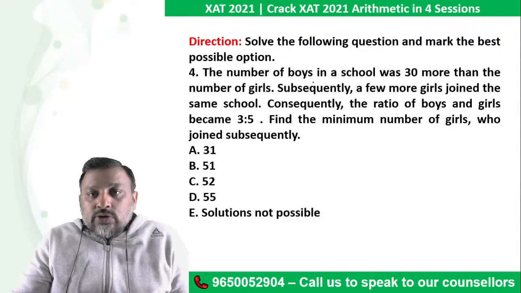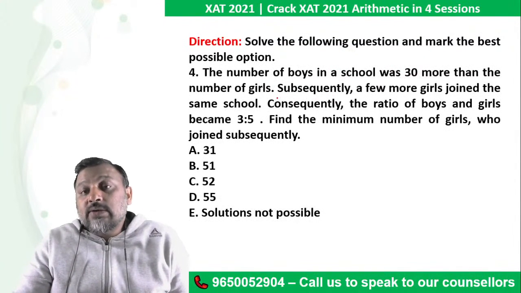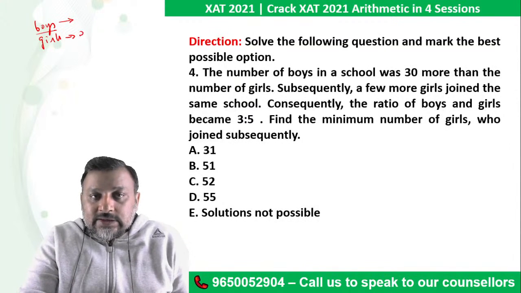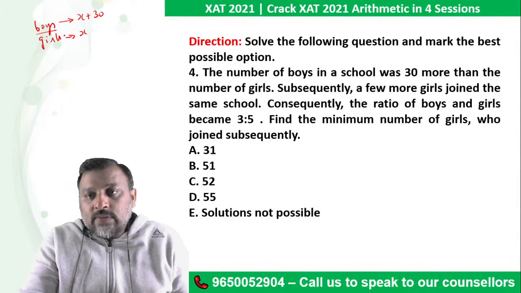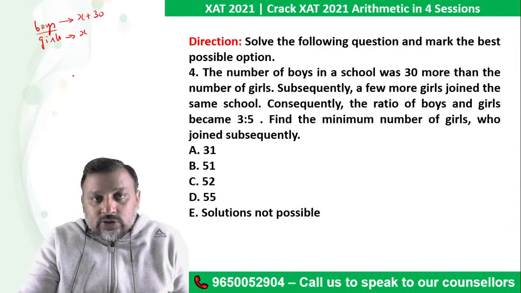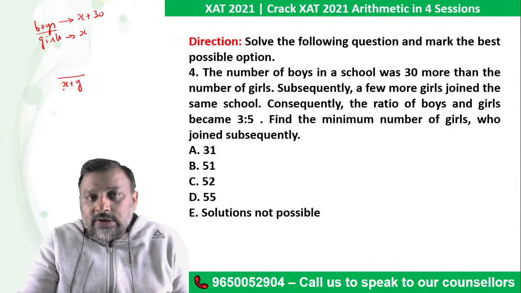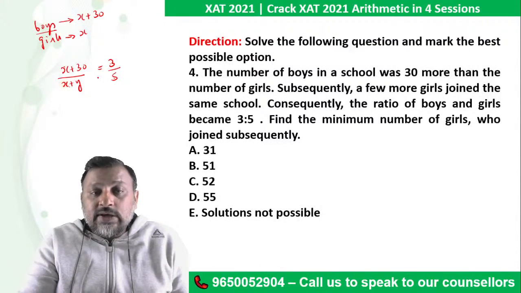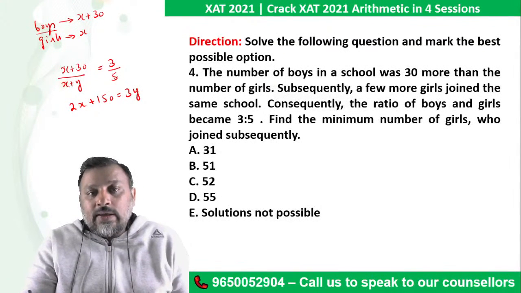Okay, so it is given the number of boys was 30 more than the number of girls. So if I say initially there were X girls, the number of boys was X plus 30. Now it is given a few more girls join the same school. So now the number of girls would be X plus Y if I assume Y girls have joined. And the number of boys would remain the same. And the ratio now is 3 is to 5. So if I simplify this, this is 5x, this is 3x, so I'll get 2x plus 150 is equal to 3y.